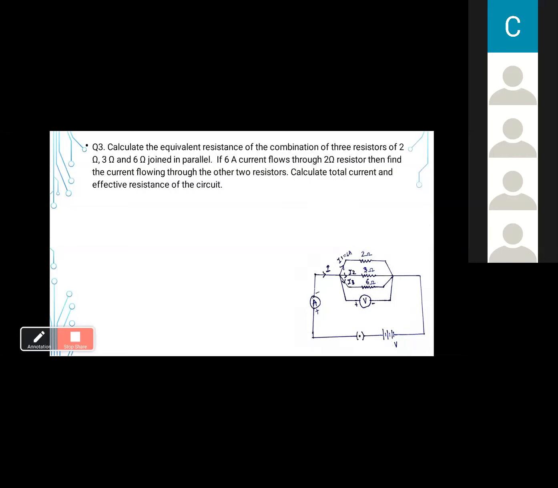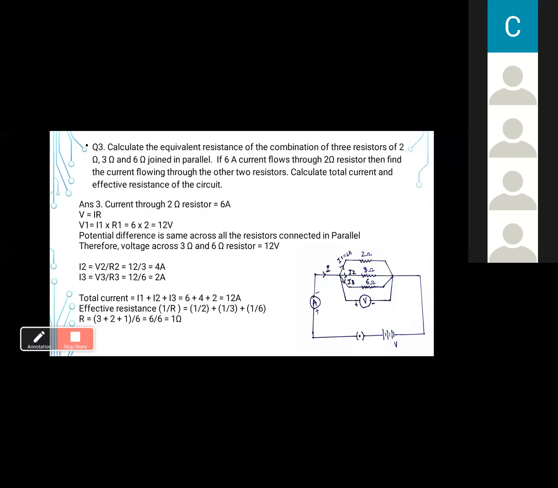Ma'am, is the total current 6 plus 6 plus 6? How will you calculate total current? It's better you calculate the total voltage first. Total current is 12, I think so. First calculate what they are asking you to calculate. They are asking you to calculate the current through the 3 ohm and 6 ohm branches. You cannot calculate directly. You have to calculate the voltage for it first. So first calculate the voltage in the 2 ohm branch. Ma'am, is it 4 into 2? Yes.